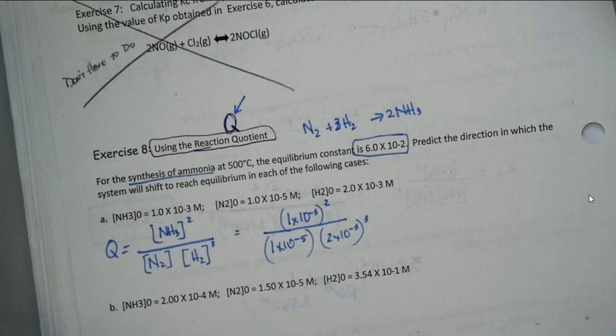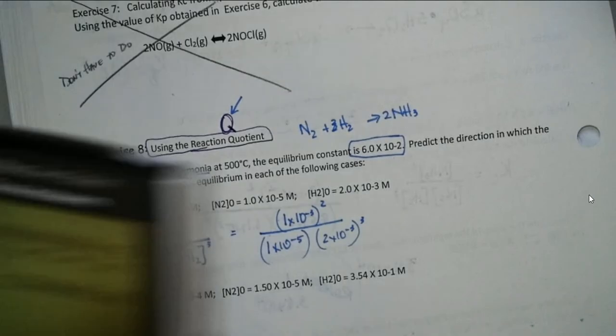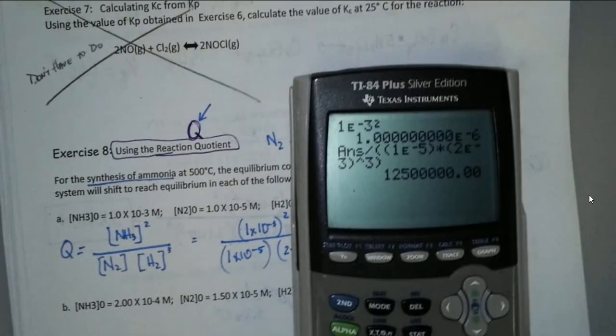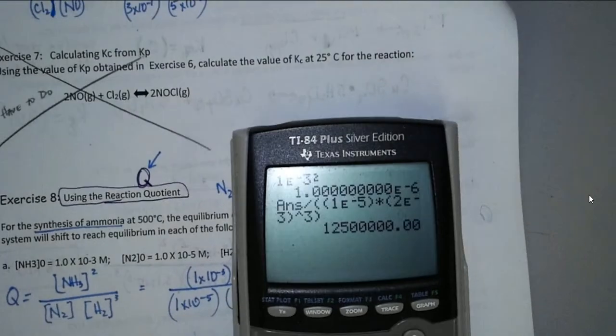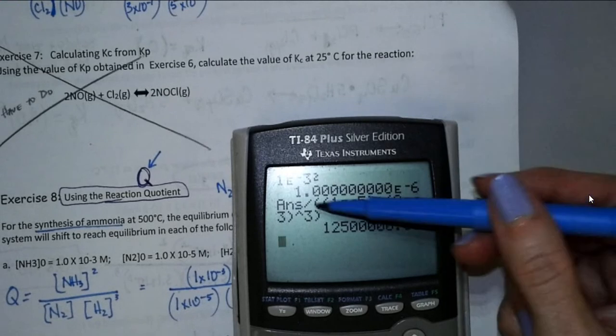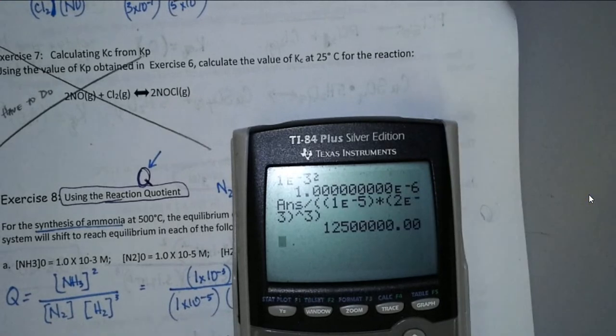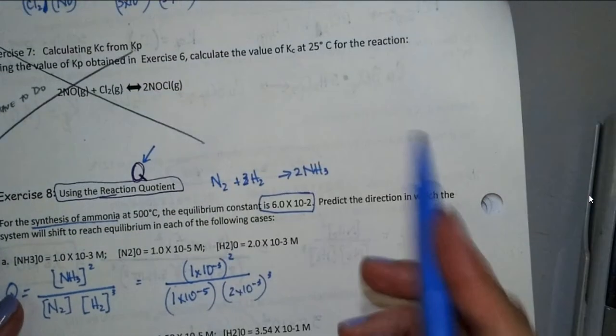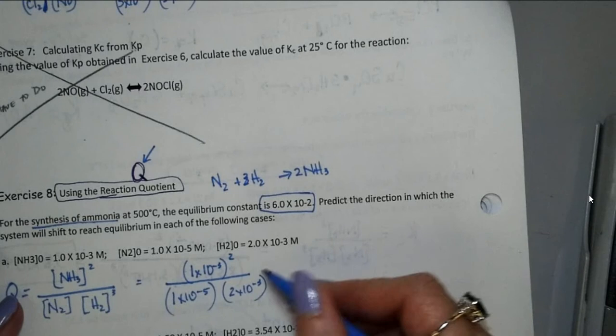You guys pop it into your calculator. So I squared my top one and then I just took that answer and divided by the bottom. If you use your parentheses carefully, then you can plug it all in your calculator at one time. So just pay attention to how you're using parentheses. If that doesn't make sense to you, take a minute and write it down, and then you can plug it in your calculator. But I got 1.25 times 10 to the 7.